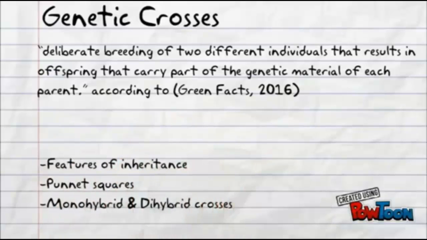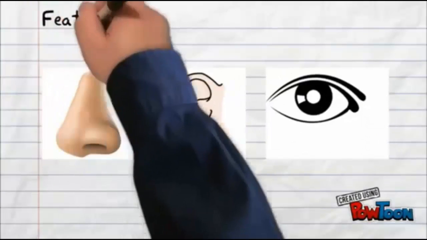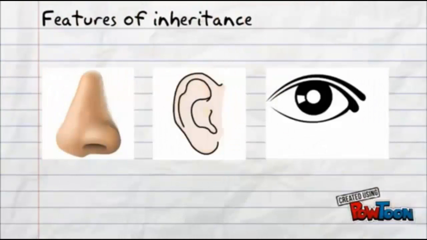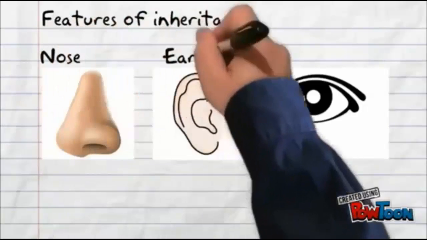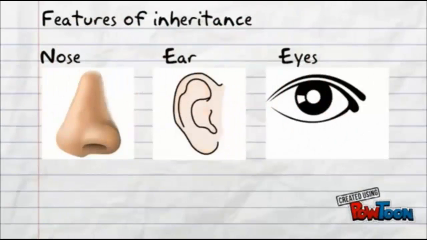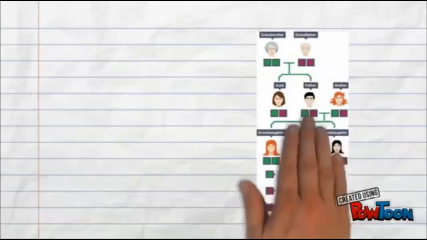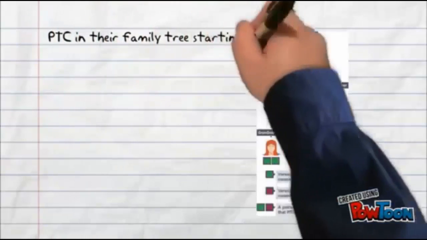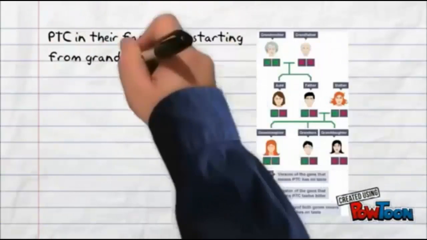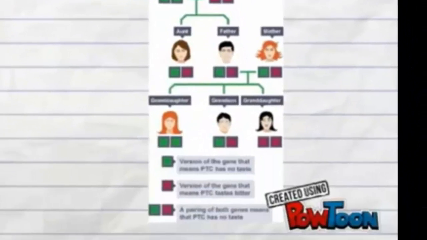Some features of inheritance can be caused by the environment. Some characteristics or features are passed on from one generation to the next. Some examples of these are nose shape, the shape of the earlobes, or even your eye color. In this picture, you can see the tasters of PTC in the family tree. Some are tasters of it, and some are not.